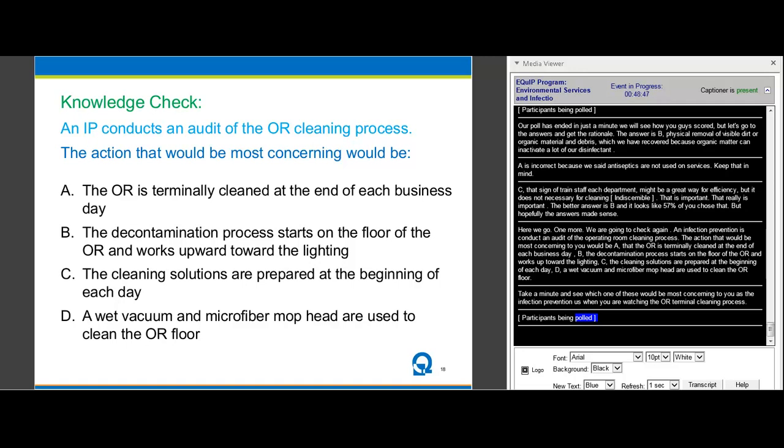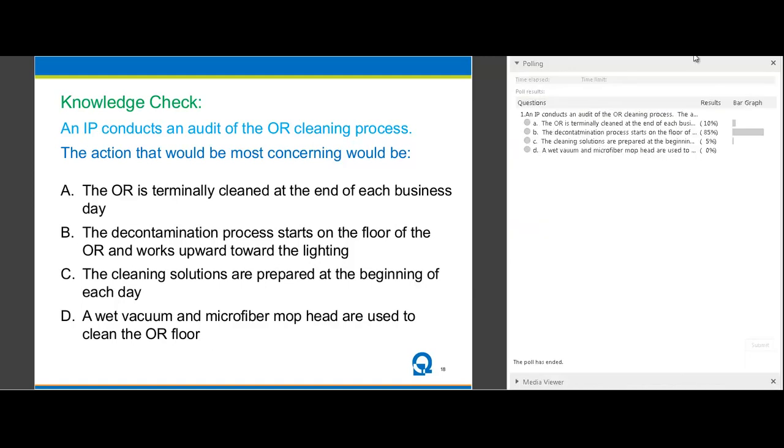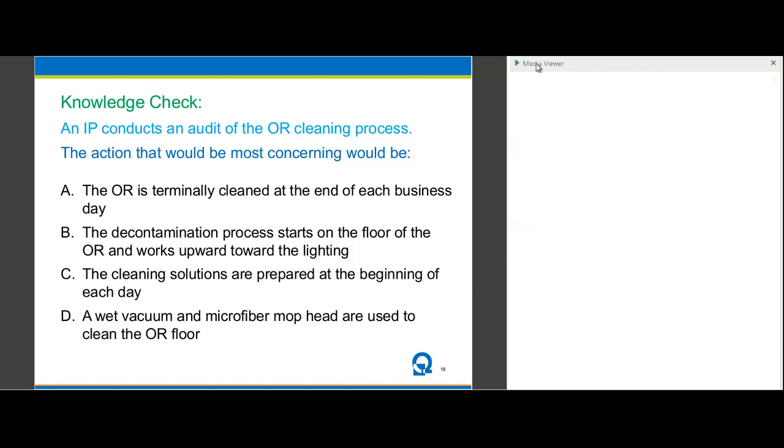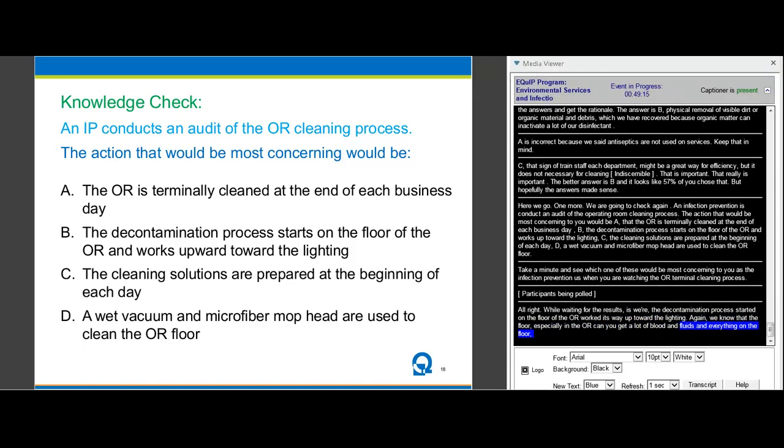All right, so while we're waiting to see how the results are, the answer to this one is that B, the decontamination process started on the floor of the OR and worked its way upward toward the lighting. Again, we know that the floor, especially in an OR, because they get a lot of blood, they get a lot of fluids, everything on the floor, and then you're moving your way up, that's a problem. Again, we always like to do high to low, and mostly for the dust, but in the OR, some other things. And it looks like most of you got that one correct.